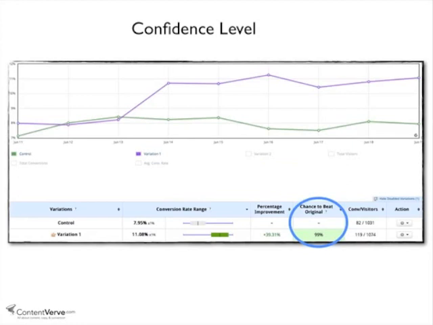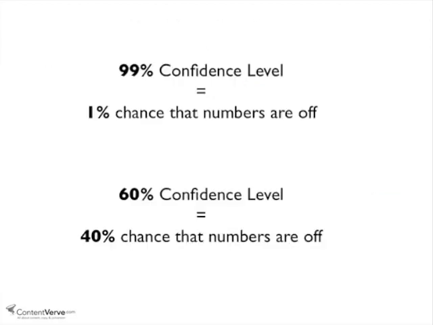So, statistical confidence measures how many times out of 100 that a test result can be expected to be within a specified range. A confidence level of, for example, 99% means that the results will probably meet expectations 99 times out of 100. In other words, a 99% confidence level means that there's a 1% chance that number's off. And a confidence level of, let's say, 60% means that there is a 40% chance that the number's off. So, if you stop a test at, for example, 60%, you are willing to accept that there's a 40% risk that your numbers are off.